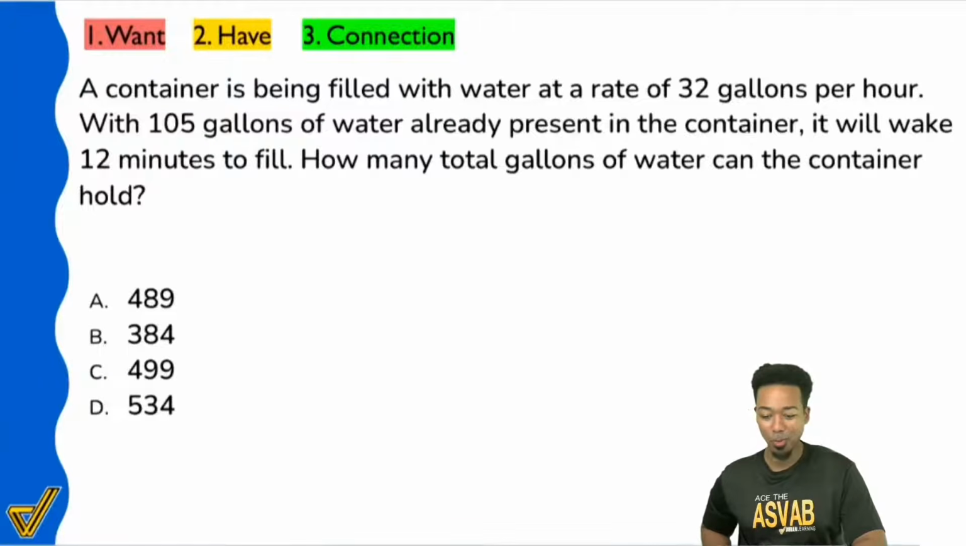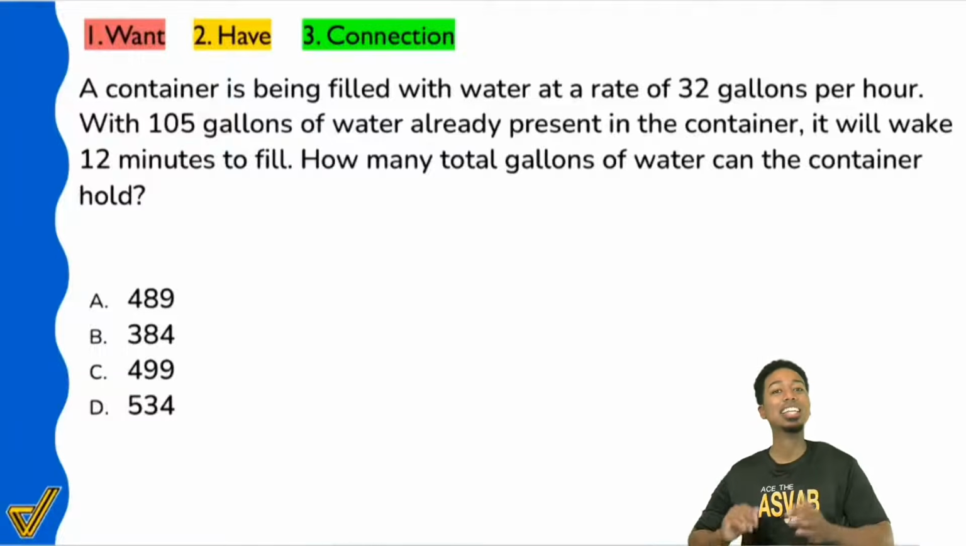I use the formula y equals mx plus b. Delilah, excellent work. And I'm going to show you how you can still use the distance rate time formula for this one too.